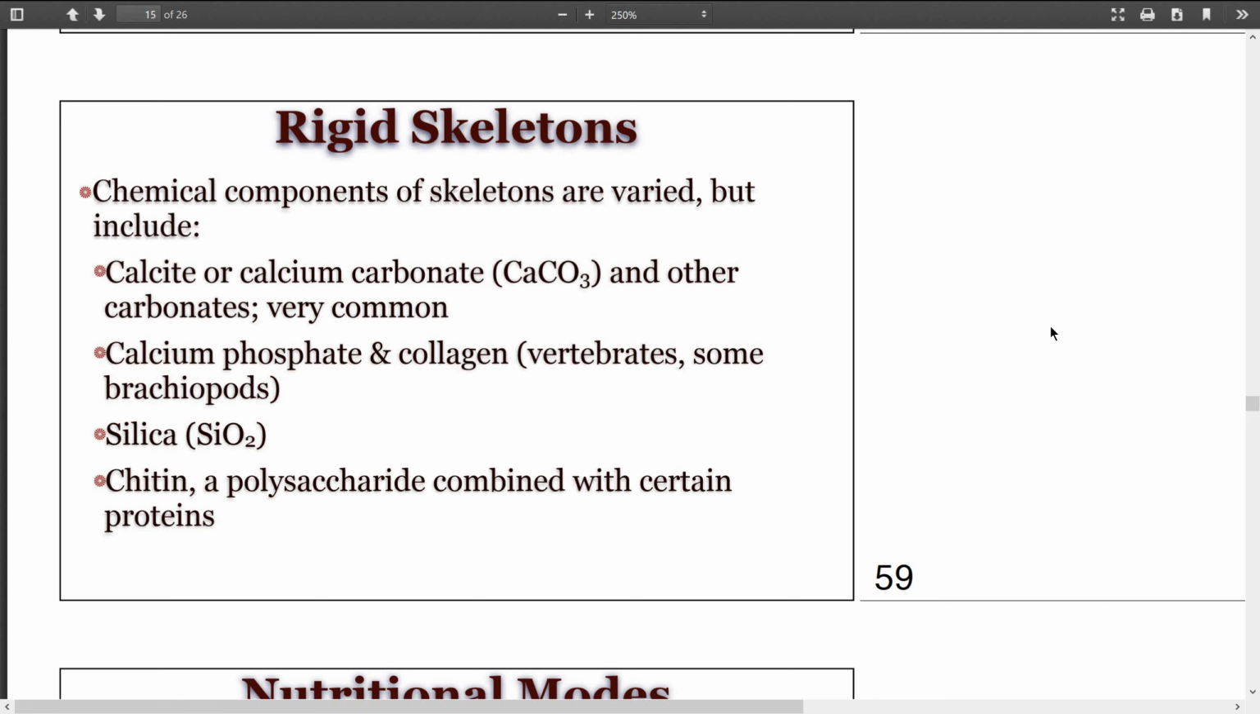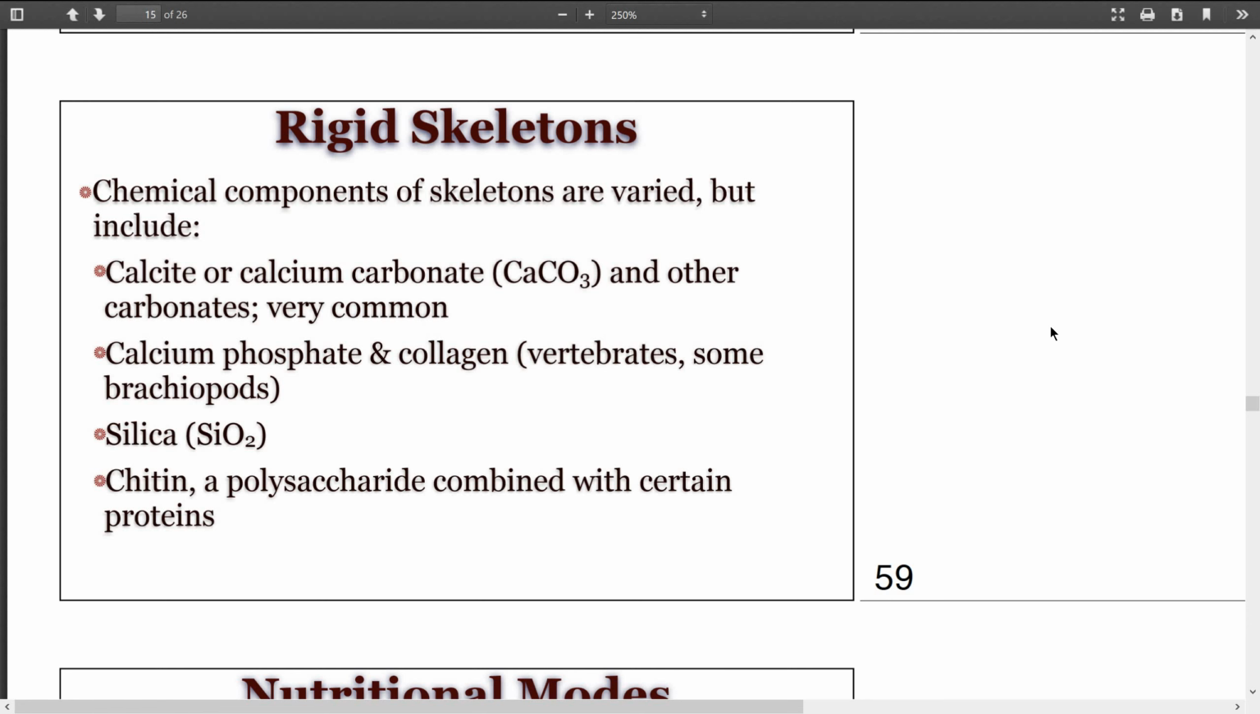This is by and large the most common kind of rigid skeletal material. So it's the main component. It's what clam shells and snail shells are made up of, what sea urchin tusks and sea star skeletons are composed of, and so on. So most skeletons, most hard shells tend to be calcium carbonate in marine environments.